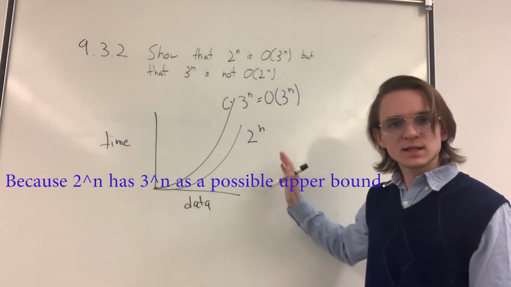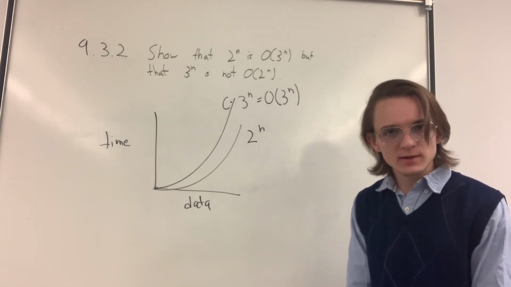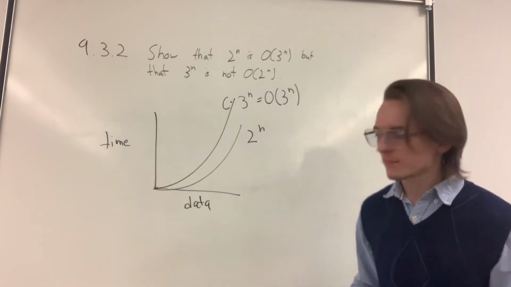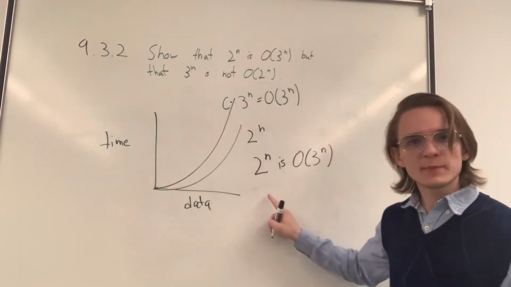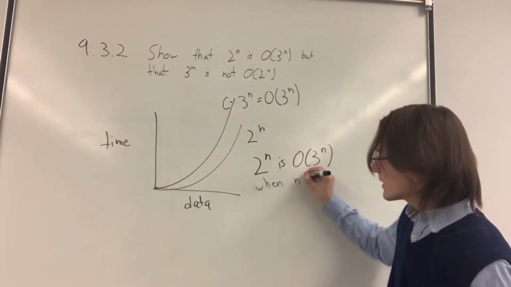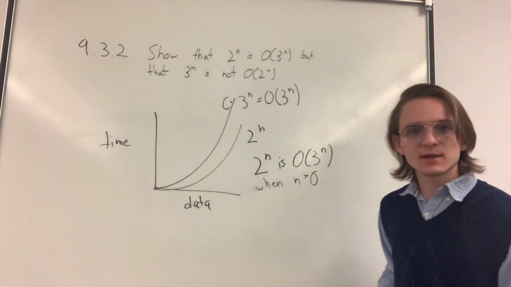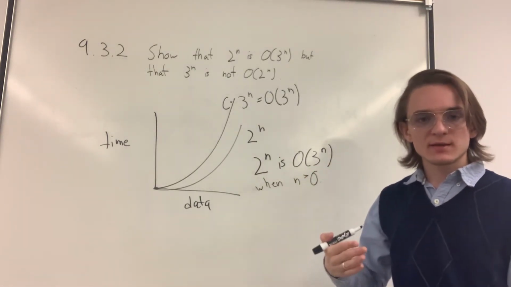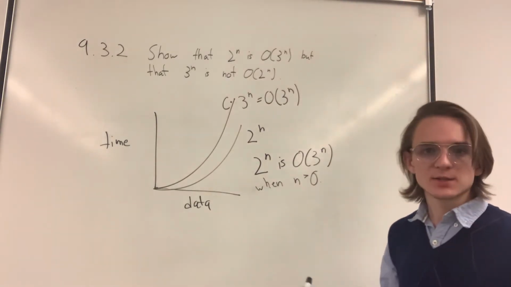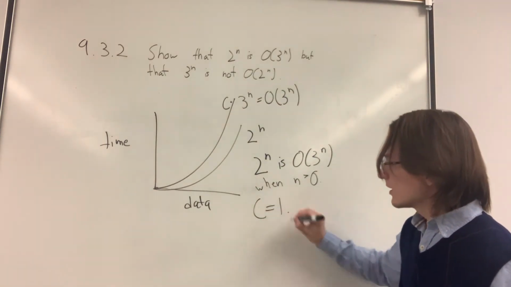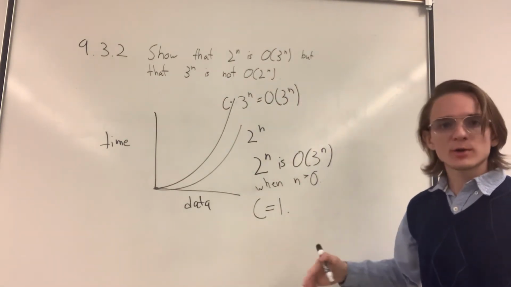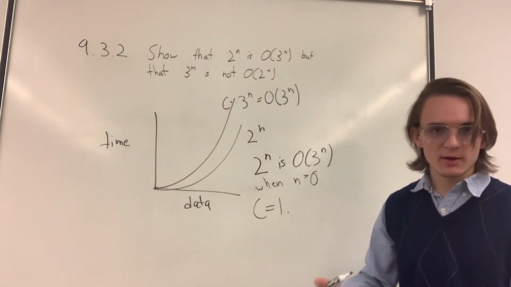So clearly c times 3 to the power of n grows more quickly than 2 to the power of n, right? Regardless of what c might be, as long as c is greater than 0. So we would write 2 to the power of n is big O 3 to the power of n when n is greater than 0. That is to say, as long as we have an input, as long as the amount of input data is greater than 0. And our witnesses would be c of 1, because we only have to multiply 3 to the power of n by 1 for it to already begin to exceed 2 to the power of n.